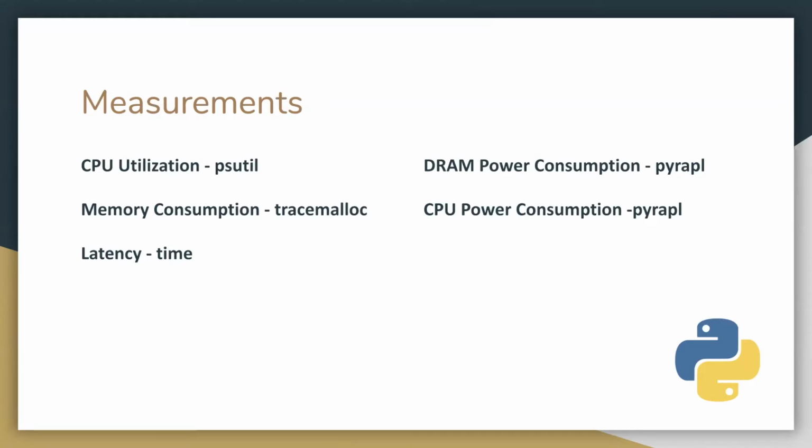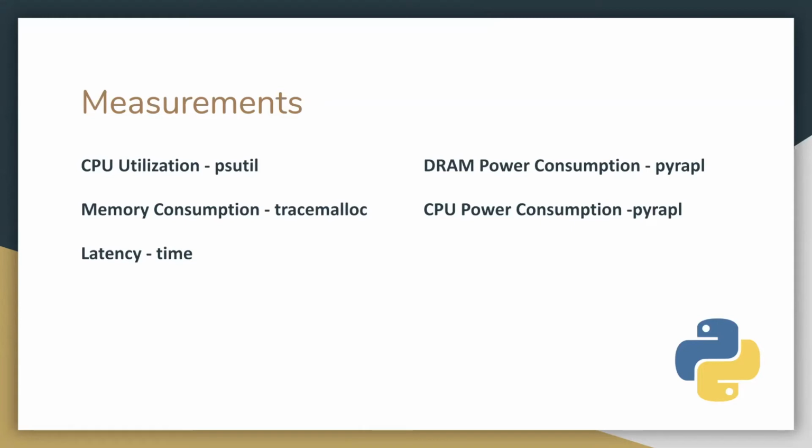For memory consumption, we used a library called tracemalloc, which allows you to start a meter, and then you're able to run whatever Python code you want and then end the meter. And it allows you to see the peak memory usage during the processes that ran. And then we used the time library to measure latency. So we started a timer when starting the action, and then ended the timer when the action was finished performing. And then we just took the difference between those two timestamps.